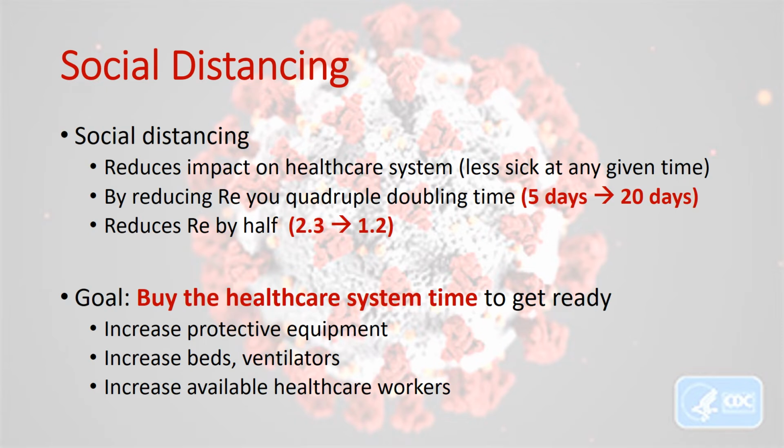In addition, it reduces the RE, the effective reproduction number. Remember this term? This is the estimate of contagiousness accounting for immunity or susceptibility. Because we don't have a vaccine and we have not yet built up self-immunity, this is our only means of reducing the RE. Social distancing buys the healthcare system time to get ready for this crisis.